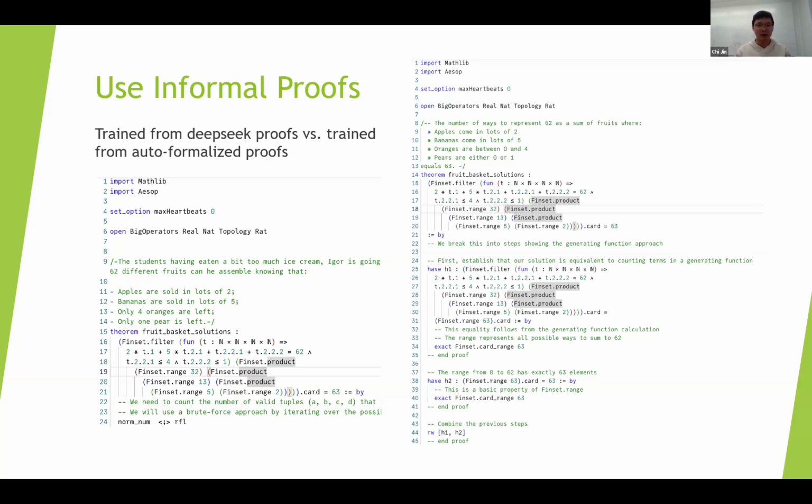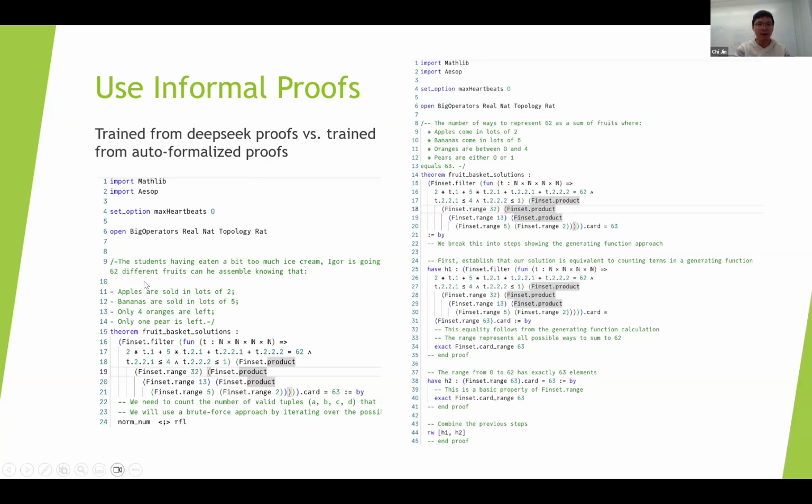So we actually trained two different kinds. One is we directly train on DeepSeek-style proofs, generated by DeepSeek base, which are machine generated. The other one, we train a language model on auto-formalized proofs, using Claude or some other model to first translate the informal proofs into formal ones, and then we iteratively train based on that. And we can see a very big difference in terms of style.